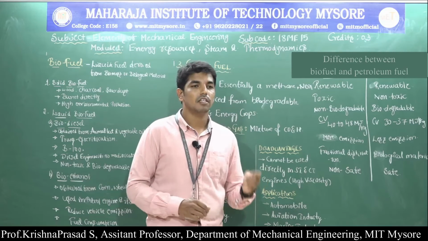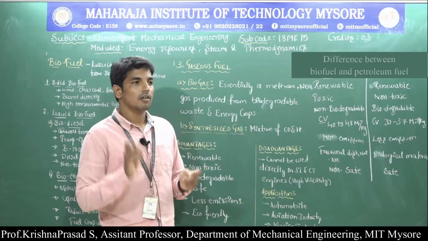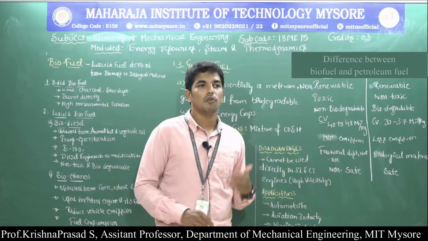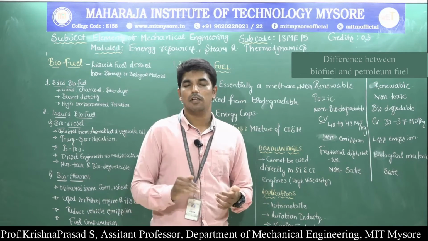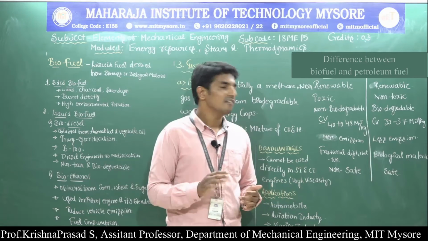It is the amount of heat energy obtained when unit quantity of fuel is completely burned. So the calorific value obtained in case of the petroleum fuel is very high, that is around 40 to 48 megajoule per kg. But in case of the biofuel, it is a little bit less compared to the petroleum fuel, it is around 30 to 37 megajoule per kg.